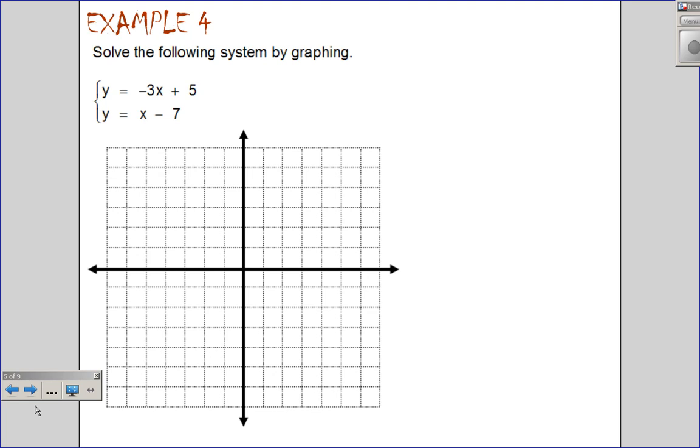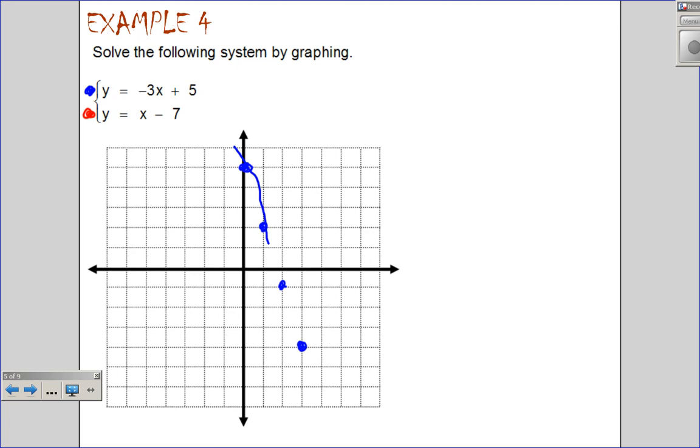Okay, hopefully you've had enough time to try it on your own. So once again, I'm going to use two different colors. I'll do the first line in blue, and I'll do the second one in red, and I'll graph my two equations. So I'm going to start with my blue line, negative 3x plus 5, so plus 5, 1, 2, 3, 4, 5, down 3, over 1, down 3, over 1. So I'm kind of graphing my slope here.